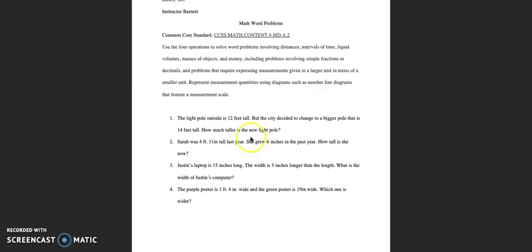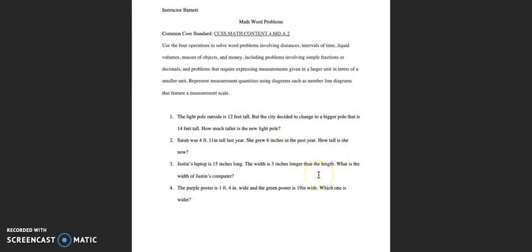So the first question is, the light pole outside is 12 feet tall, but the city decided to change it to a bigger pole that is 14 feet tall. How much taller is the new light pole? The second question is, Sarah was 4 feet 11 inches tall last year. She grew 6 inches in the past year. How tall is she now?